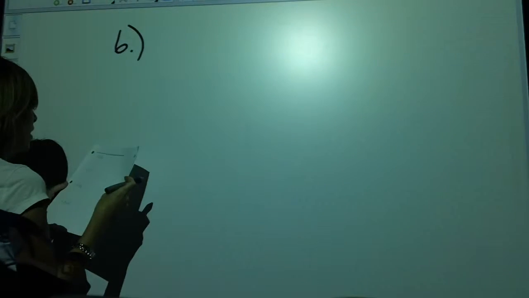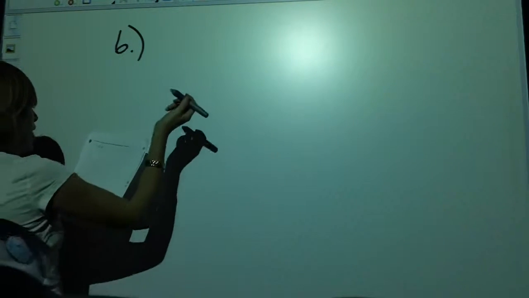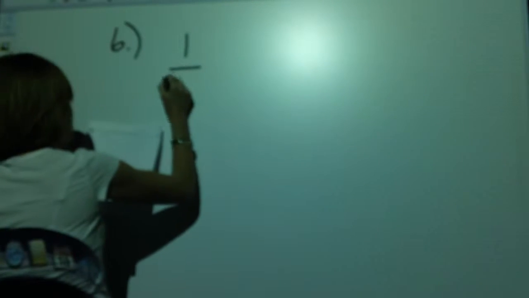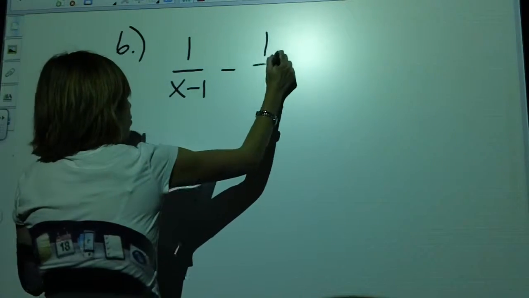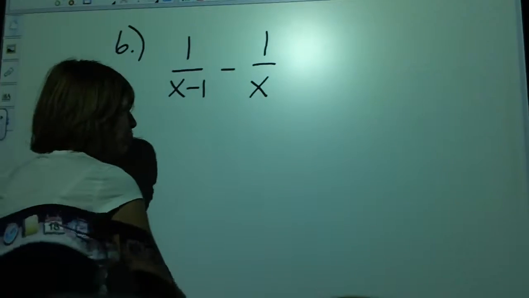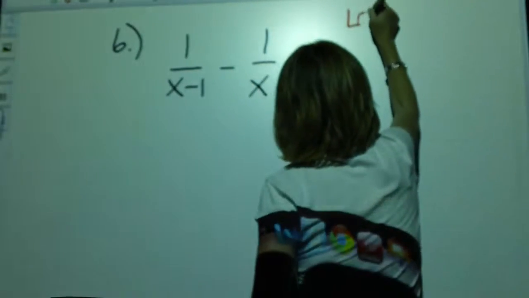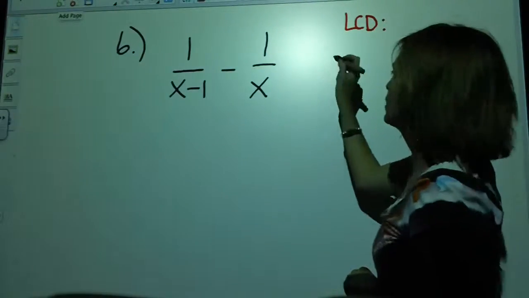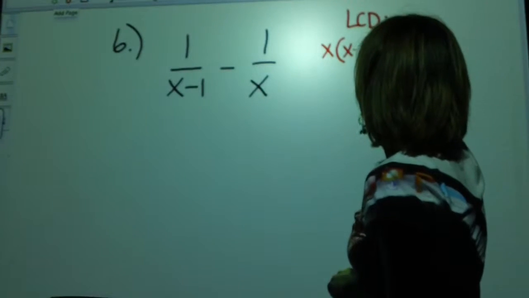All right, so we're going to do number 6. Now I am going to do the rest in class tomorrow. We're going to practice them and we're going to spend a couple of days on this. But I'd like to look at number 6. So 1 all over x minus 1 minus 1 all over x. All right, so step 1 would be to calculate our LCD. And my LCD in this case would be x times x minus 1.